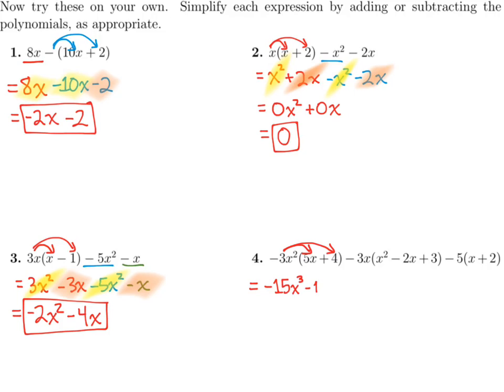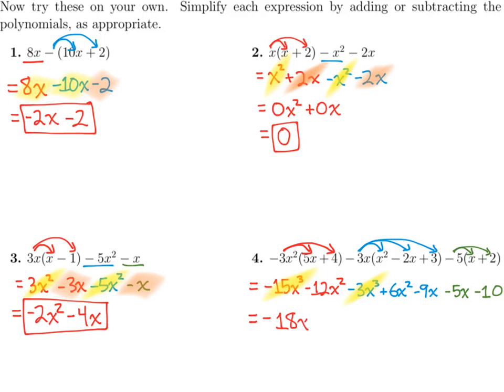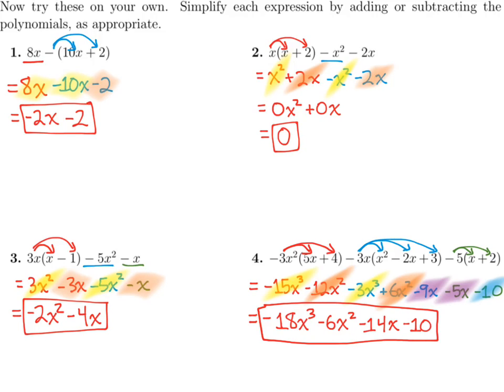Okay, so negative 3x squared multiplies to make negative 15x cubed minus 12x squared. Then negative 3x multiplies to make negative 3x to the third plus 6x squared minus 9x. Finally, negative 5 distributes to make negative 5x minus 10. If you combine like terms, you make negative 18x cubed minus 6x squared minus 14x minus 10. Alright, there you have it.